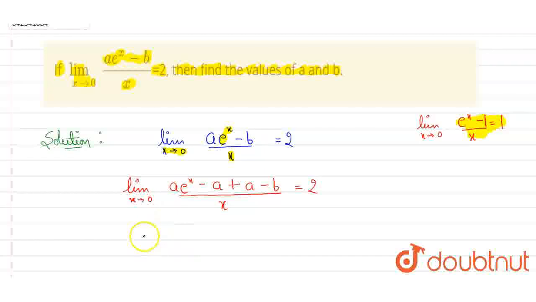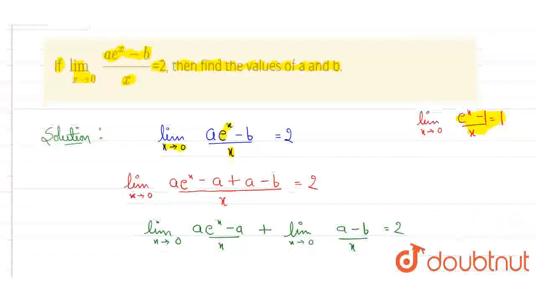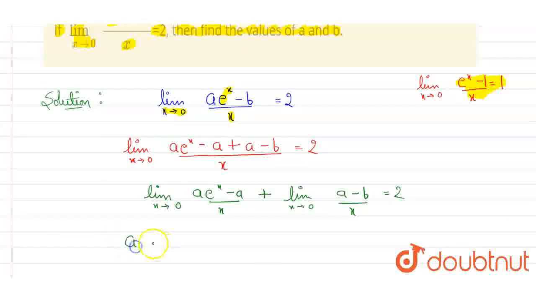Let me rewrite it again. Limit x tends to 0, a e raised to power x minus a upon x plus limit x tends to 0, a minus b upon x, which is equal to 2. Okay, simple. Now what we'll do, we'll take a common here: limit x tends to 0, e raised to power x minus 1 upon x plus limit x tends to 0, a minus b upon x, which is equal to 2.